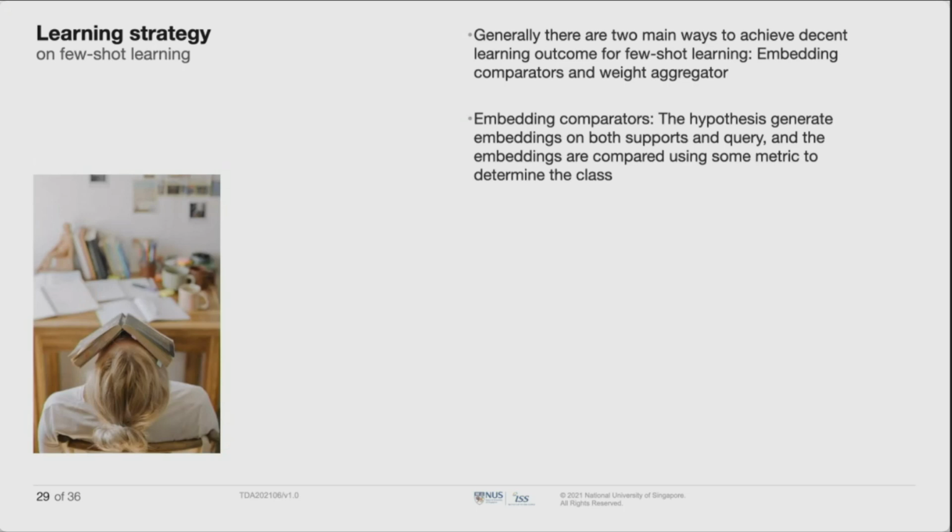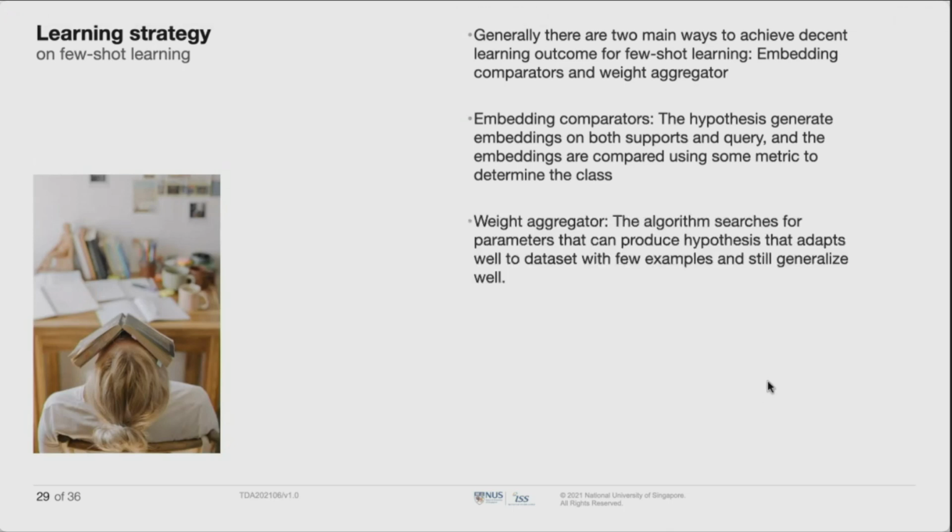These embeddings usually are just vectors that describe the unique characteristics of an image. On the other hand, for weight aggregator, the algorithm searches for parameters that can produce hypotheses that adapt well to datasets with few examples and still generalize well.